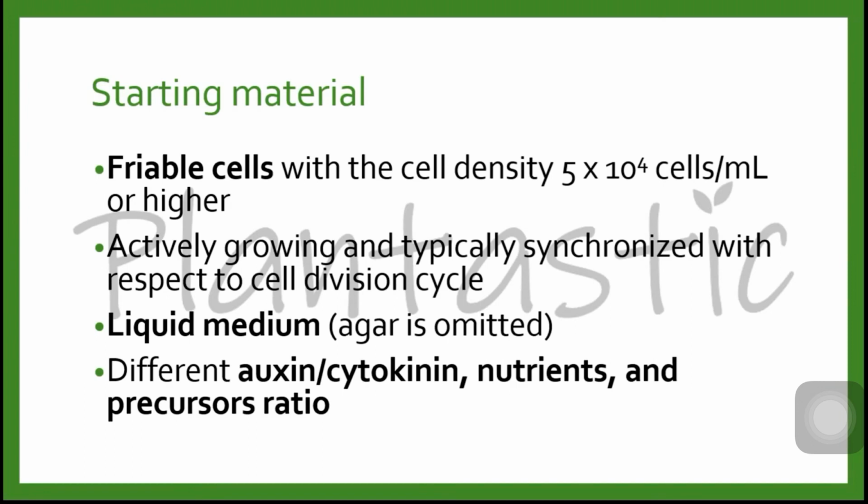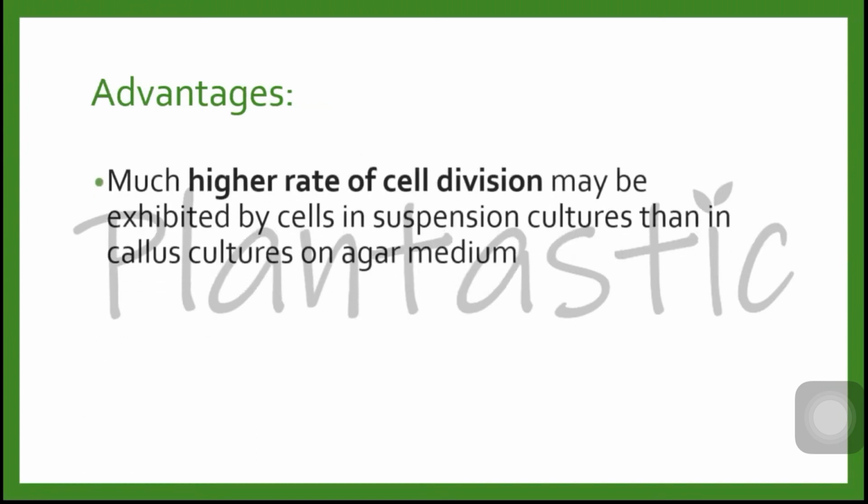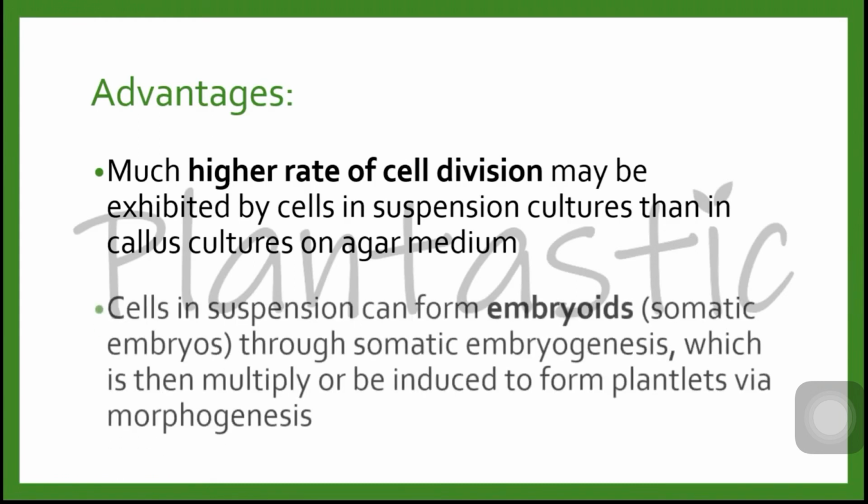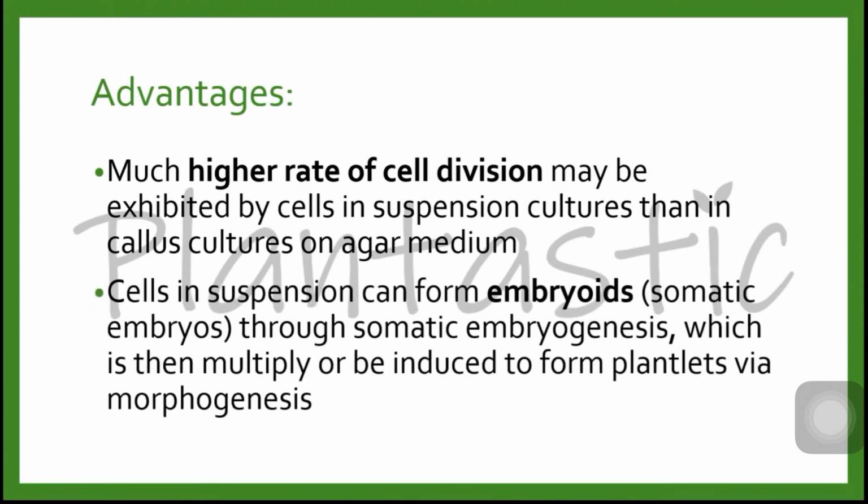The advantages of suspension culture are: it gives a much higher rate of cell division that may be exhibited by the cells in suspension cultures than in callus culture on agar medium, which means that the cell division rate in liquid culture is much higher than that of agar medium. The cells in suspension culture can form embryos, which are known as somatic embryos, through somatic embryogenesis, which are then multiplied or induced into plantlets via morphogenesis.